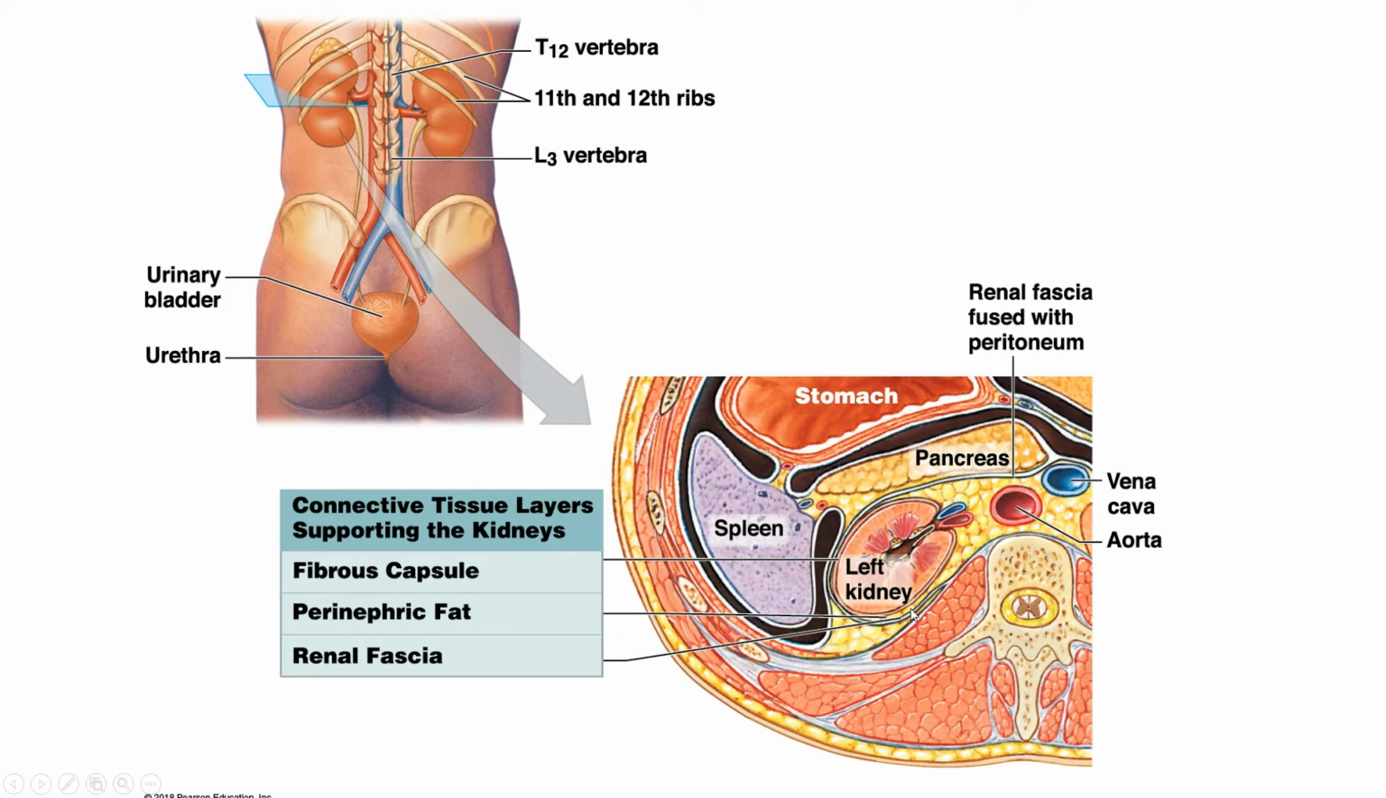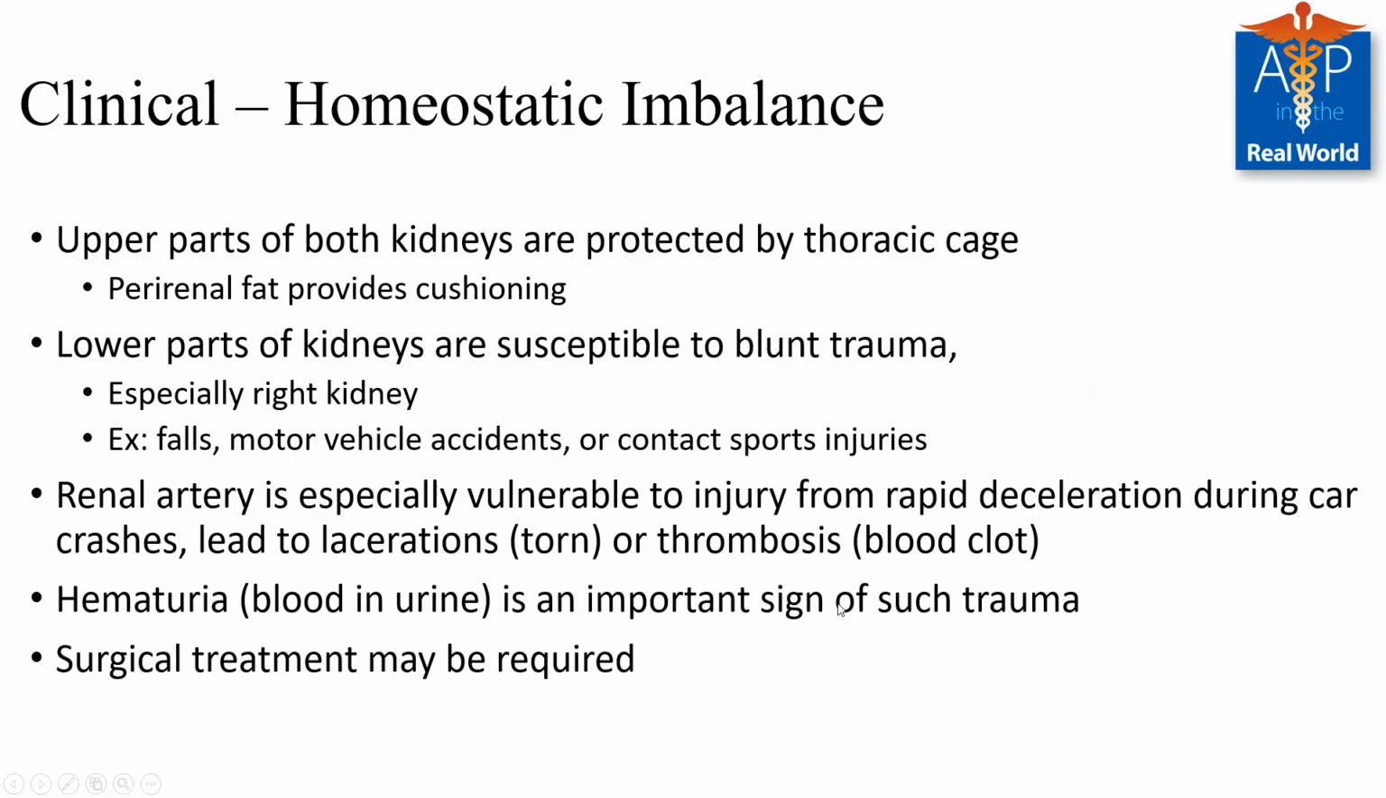Next, you have the paranephric fat right here. And the paranephric fat is a thick layer of adipose tissue, and it's actually the thickest of the three layers. And it's going to wedge each kidney in place. And this is going to shield the kidney from any kind of physical shock. And then on the outermost part, you have the renal fascia. And the renal fascia is going to anchor the kidneys to the surrounding areas. And so when you look at clinical homeostatic imbalances in reference to this, upper parts of the kidneys are protected, but you also have the fat that cushions the kidney.